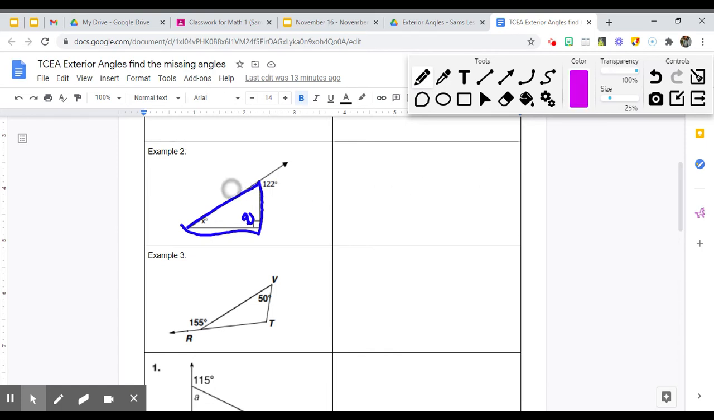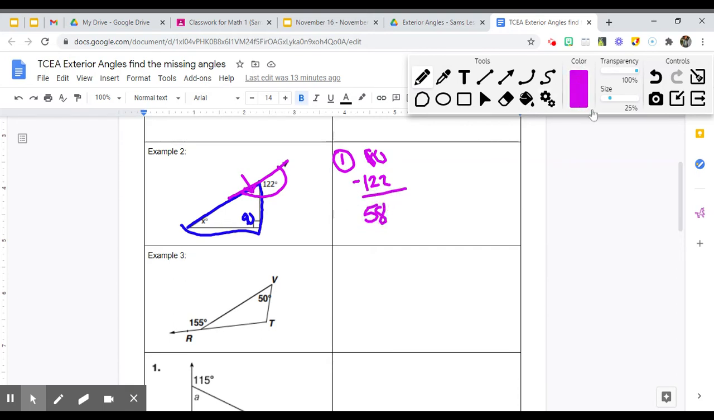So we're going to start right here with knowing that a straight line has 180 degrees, and I know that 122 is given. That means that I can find this particular angle. My step one in this particular problem is going to be using that straight line. So I'm going to take 180 and subtract 122 from that. Again, you're going to take 180 and subtract 122. That answer is 58.